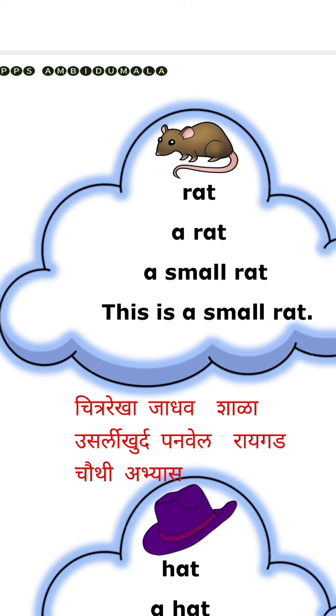This is a sentence builder pattern. Rat. A rat. A small rat. This is a small rat.